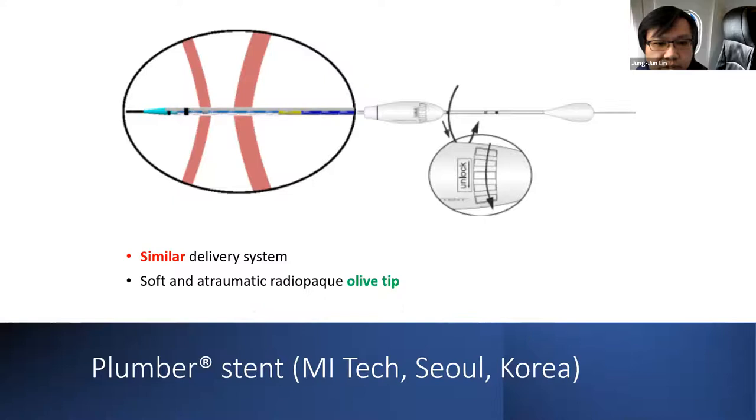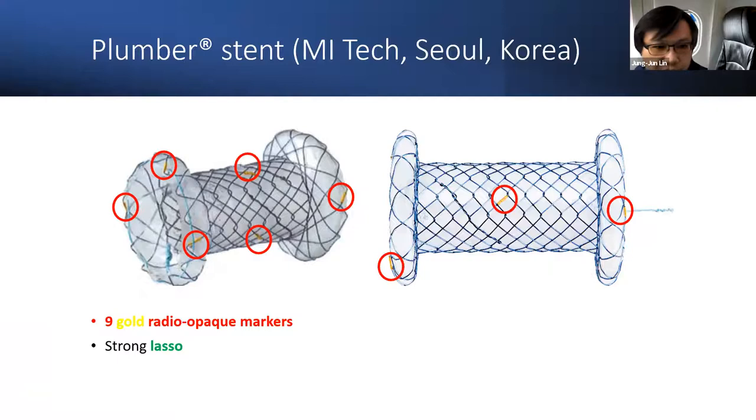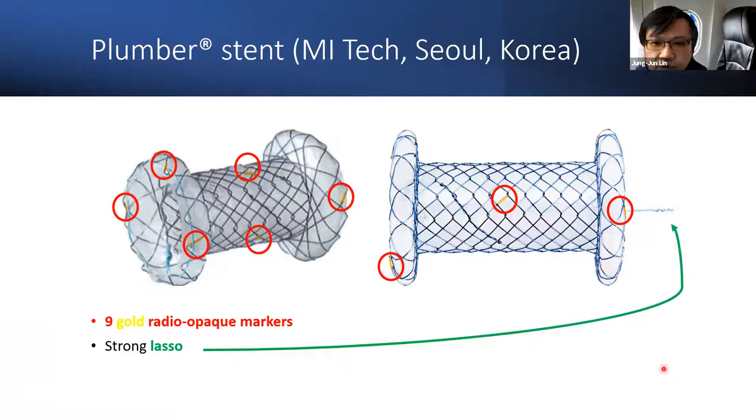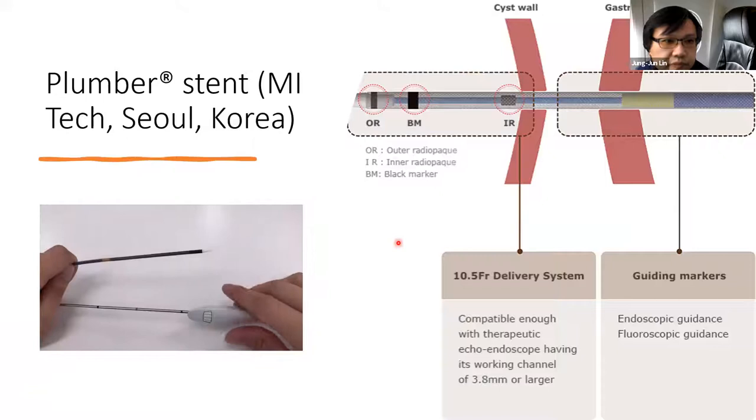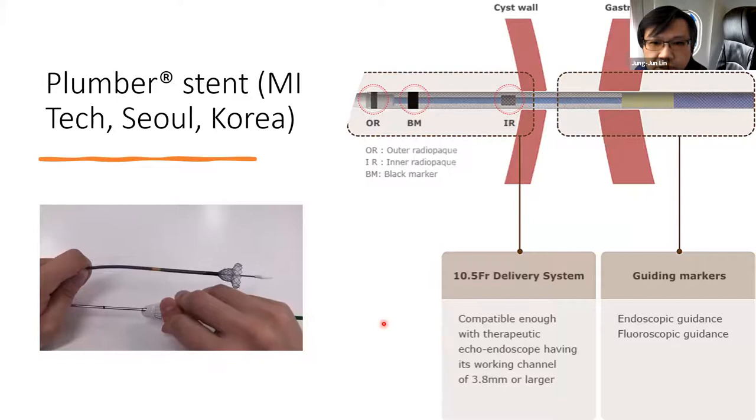And there are a total of nine gold radio-opaque markers at the distal, the proximal, and the central points. It helps to recognize the stent under fluoroscopy. Also, it has a strong lasso. It's useful to reposition or easily remove the stent. One of the unique advantages of this plumber stent is that it can be recaptured or resheathed during deployment. So you can see.